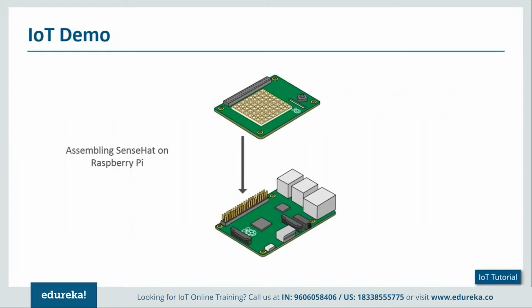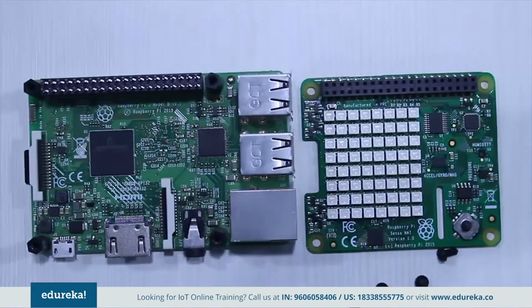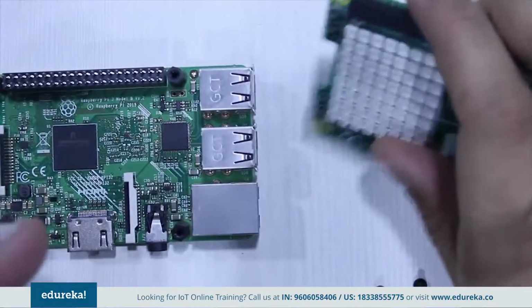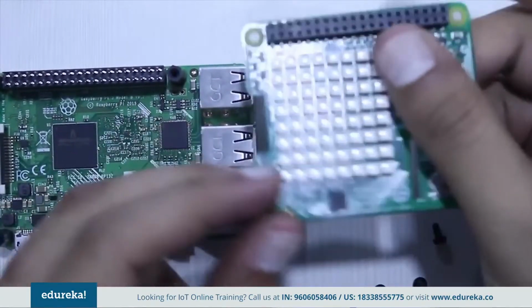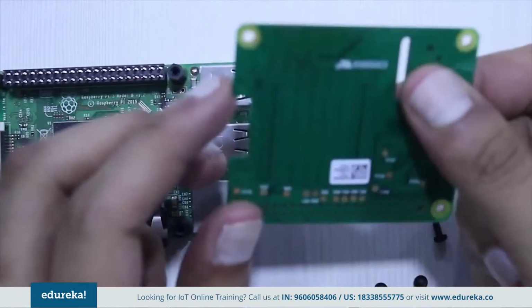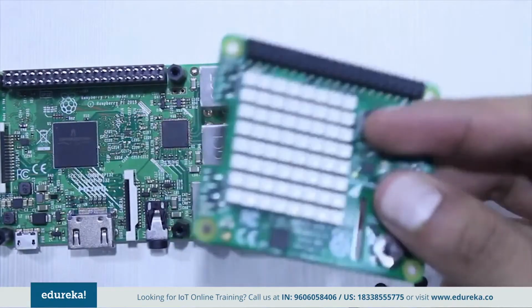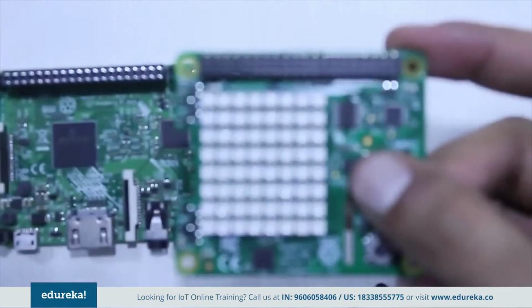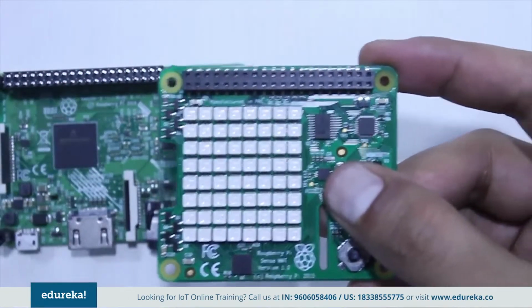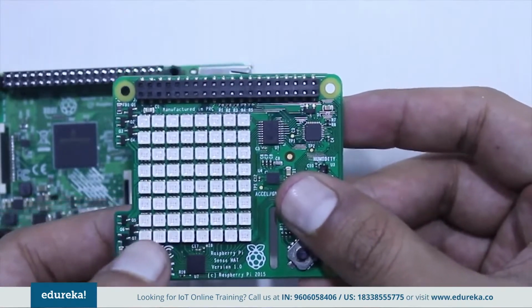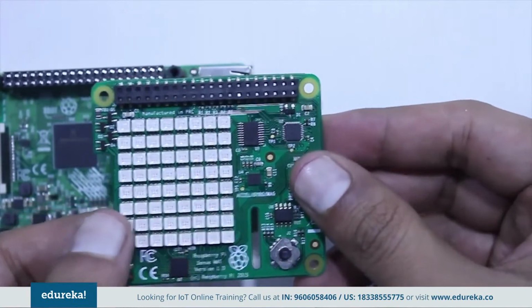First, let me show you what the Sense HAT is and how you can assemble it on Raspberry Pi. This is my Raspberry Pi unit, and this is the Sense HAT board that I was referring to. It's a simple additional board that you can add on top of your Raspberry Pi. How it's different in comparison to your Raspberry Pi is that there is an 8x8 digital LED display present here. You can use this for various different purposes as per your requirement.